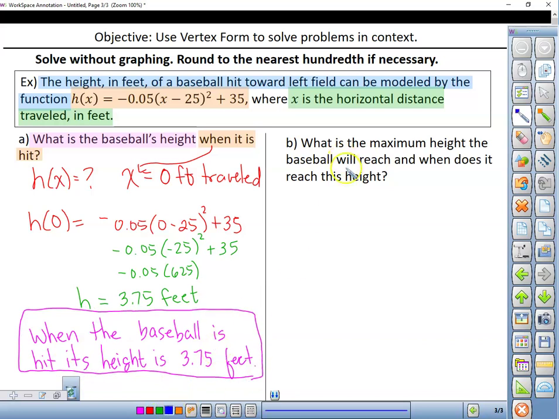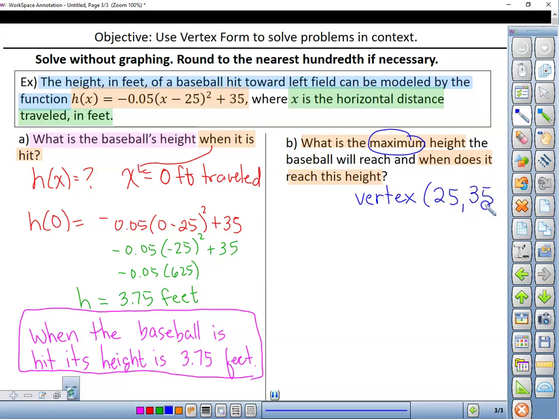All right. So next part, part B here. So in part B, it says, maximum height. What is the maximum height the baseball will reach? When does it reach this height? So again, we are looking at a vertex problem because we're looking for a maximum. So our vertex here would be 25, 35.